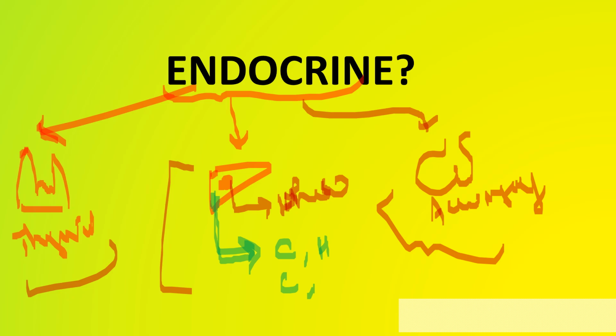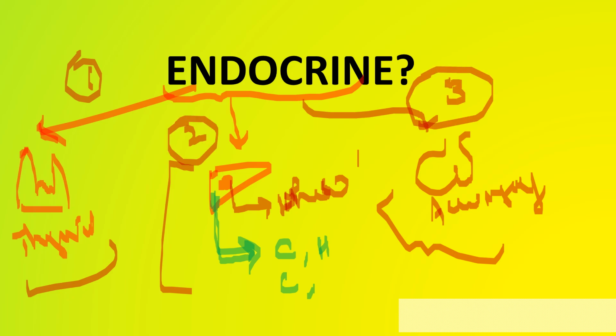Obesity also comes, but that we will see separately. This we are discussing with respect to the particular endocrine organ. So what are those? One, two, three sub-categories. This we have to look for.